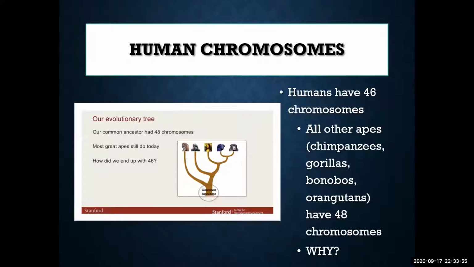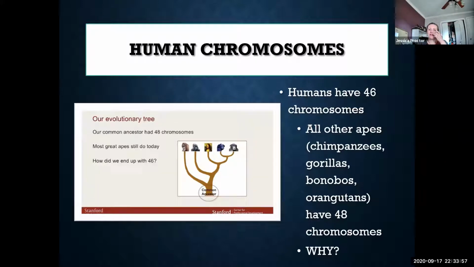All right, so this one here is moving on to human chromosomes. As we've learned in chapters 2 and 3, humans have 46 chromosomes in the nucleus of every somatic cell. However, all other apes, so chimpanzees, gorillas, bonobos, orangutans, have 48 chromosomes in the nucleus of every somatic cell. So let's look at why.